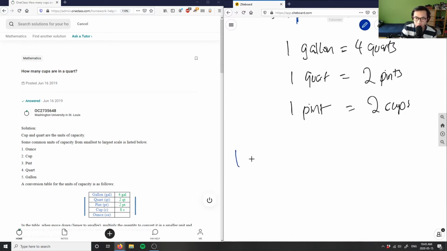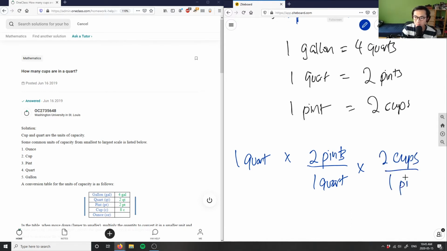I can say that in 1 quart, I'm going to multiply that by how many pints are in a quart. Well, I have 2 pints in a quart, right? So 2 pints in 1 quart. And then finally, how many cups are in a pint? Well, I have 2 cups in 1 pint, right? And here, you can see my quarts cancel out and my pints cancel out. So I'm left with only cups.